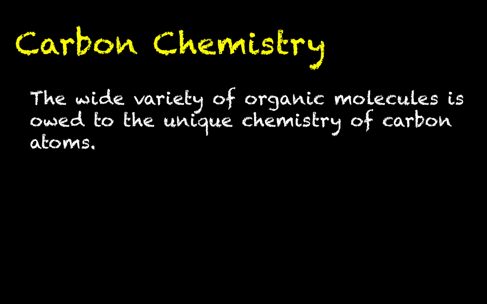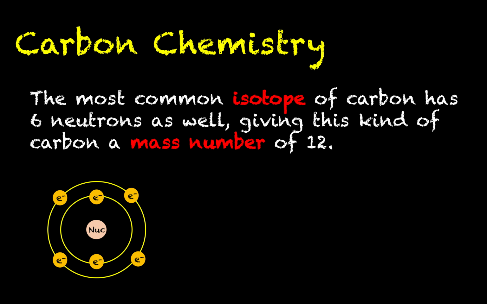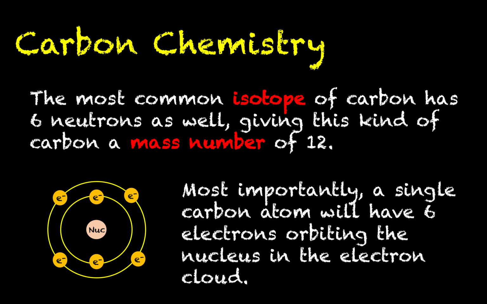So the wide variety of different types of organic molecules that we can make and that can have different types of unique functions in the human body, we can owe to the very unique chemistry of carbon atoms in particular. Now, if we look at the atomic structure of a carbon atom, carbon has an atomic number of 6, which means that it has 6 protons in its nucleus. For a neutral carbon atom, this is going to mean that carbon will also have 6 electrons orbiting the nucleus in the electron cloud. The most common isotope of carbon has 6 neutrons as well, and this is going to give this particular kind of carbon atom a mass number of 12.